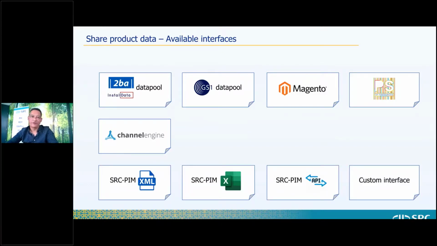If the above interfaces are not sufficient, it's also possible to use our standard formats, like SRC PIM XML format or our SRC PIM Excel format. Our SRC PIM also has a web API, which can be used to retrieve or enrich product data. And if all those things are not sufficient, it's also always possible to create a custom interface.